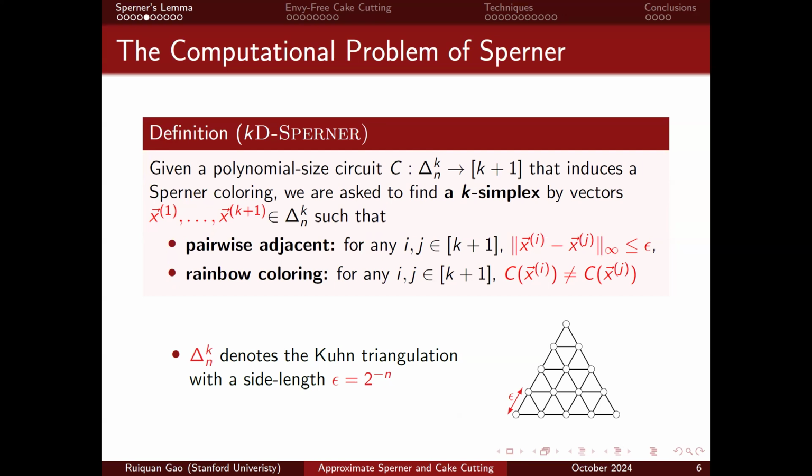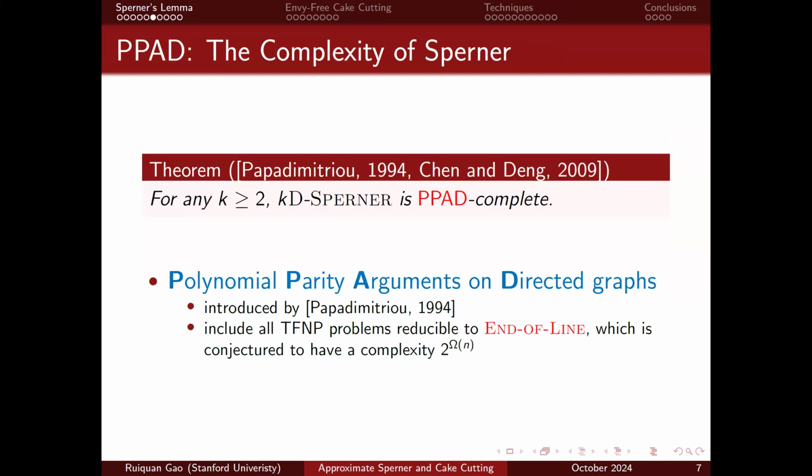As each point in this triangulation can be uniquely represented by roughly kn bits, we can consider that the coloring is given by a polynomial size circuit C. Our task is then finding a small rainbow simplex in the triangulation. Here, a trivial algorithm is to enumerate all the small simplexes, but it has an exponential time complexity. According to previous work, this is conjectured to be roughly optimal.